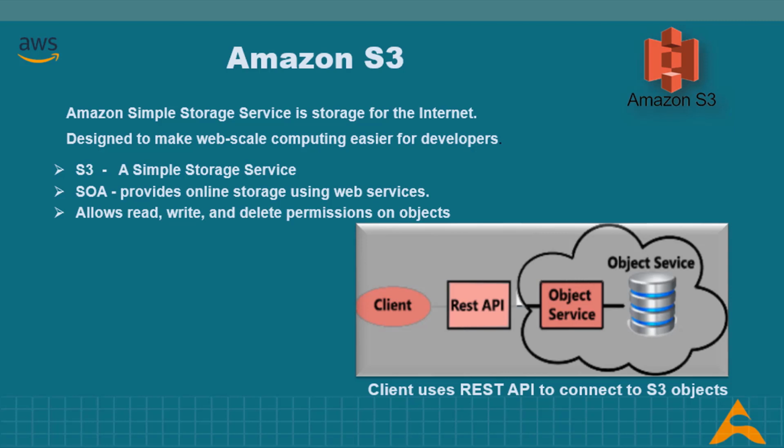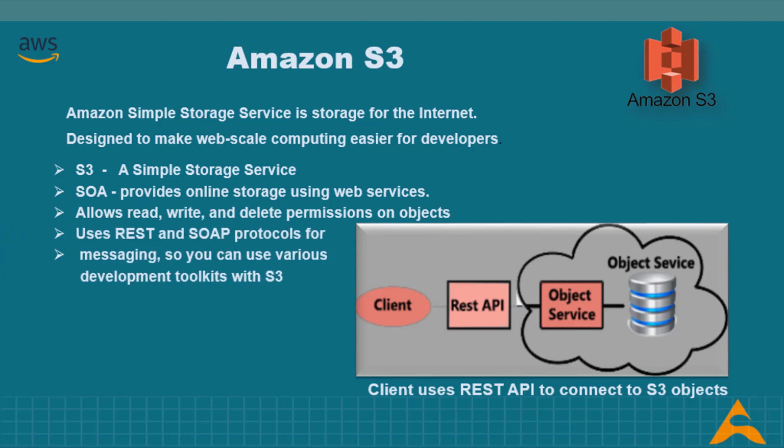Amazon Simple Storage Service, S3, is storage for the internet. It is specifically designed to make web-scale computing easier for developers. Also, a user can use S3 programmatically by using SOAP or REST protocols. Hence, one can use various development toolkits with S3 with the help of these protocols. Here, the figure clearly shows a client using the REST API to connect to an S3 object and use it according to their need.